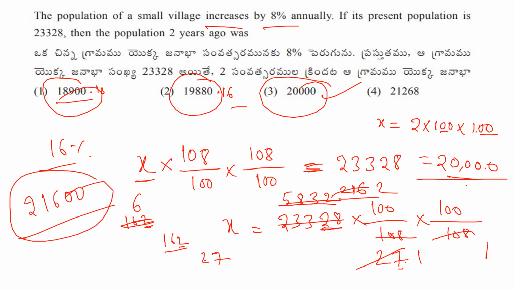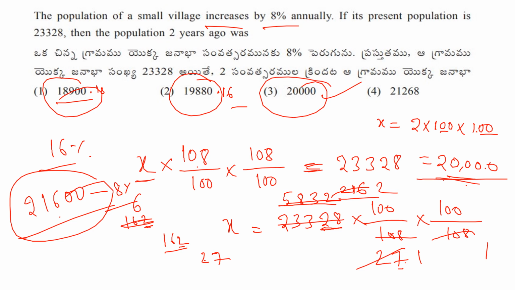Then it is increased by 8% again for the next year, so you have to calculate 8% of this value, 21,600. You can't do 16% of 20,000. It was increasing gradually every year by 8%. So you have to calculate for the first year, then again for the second year.